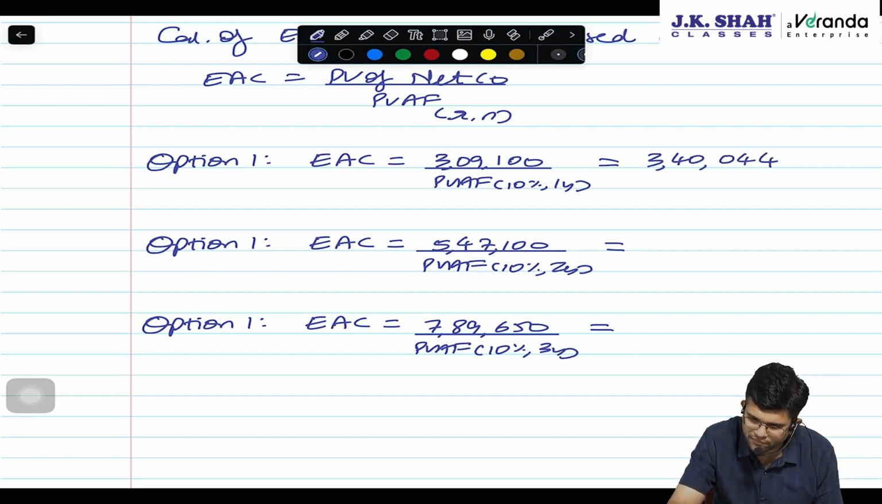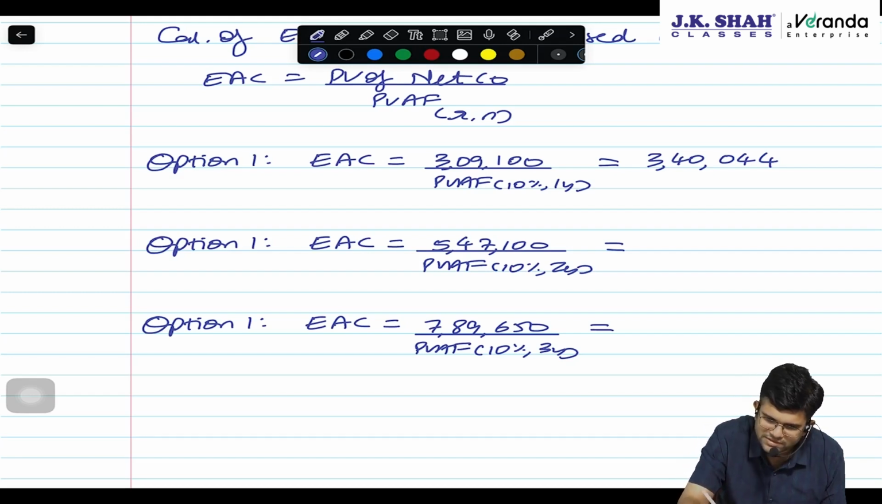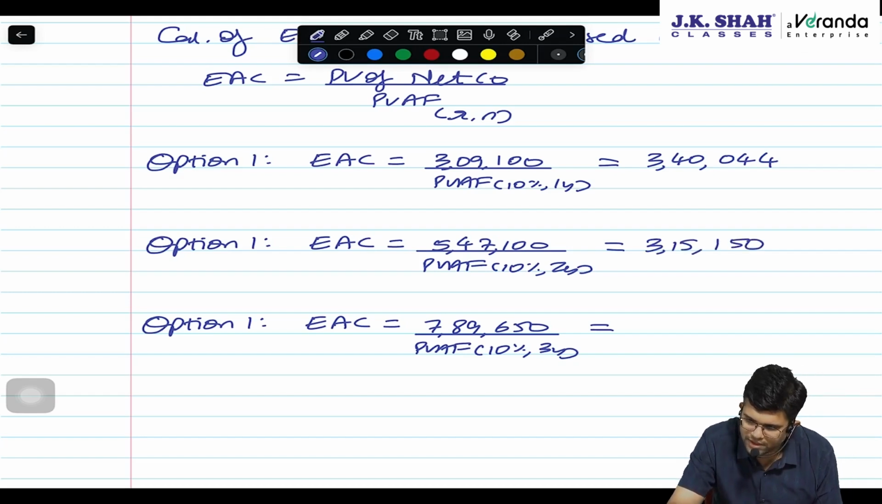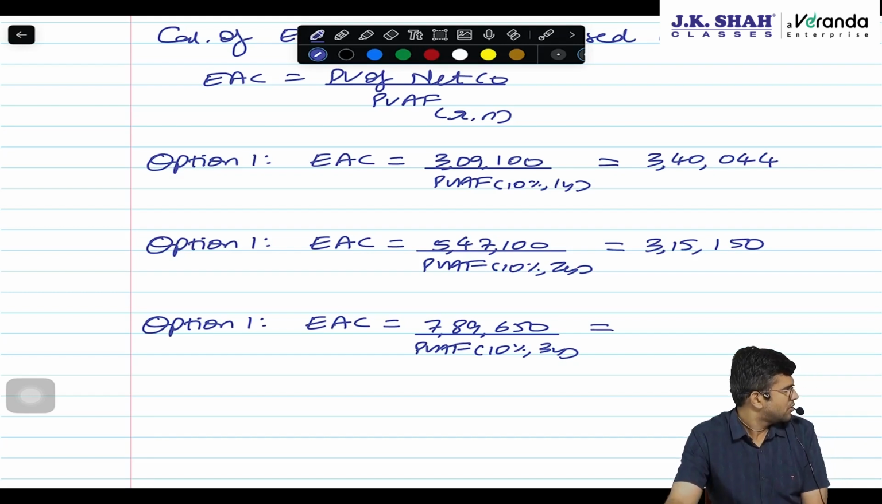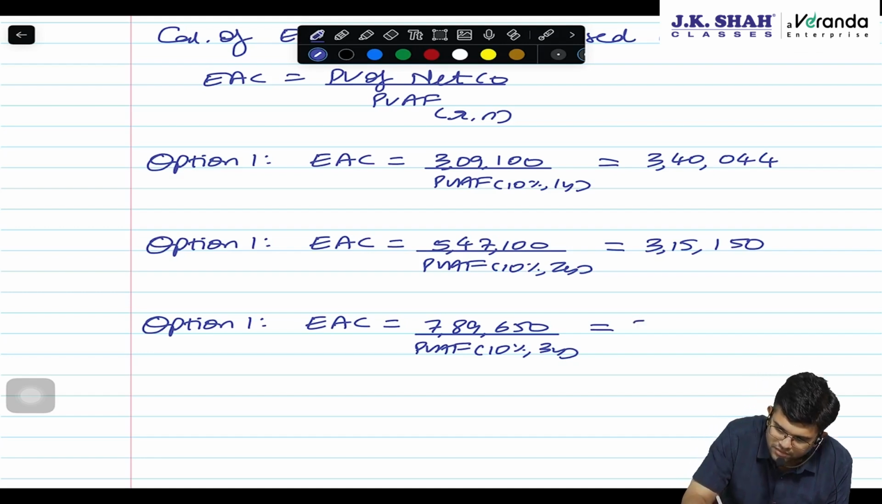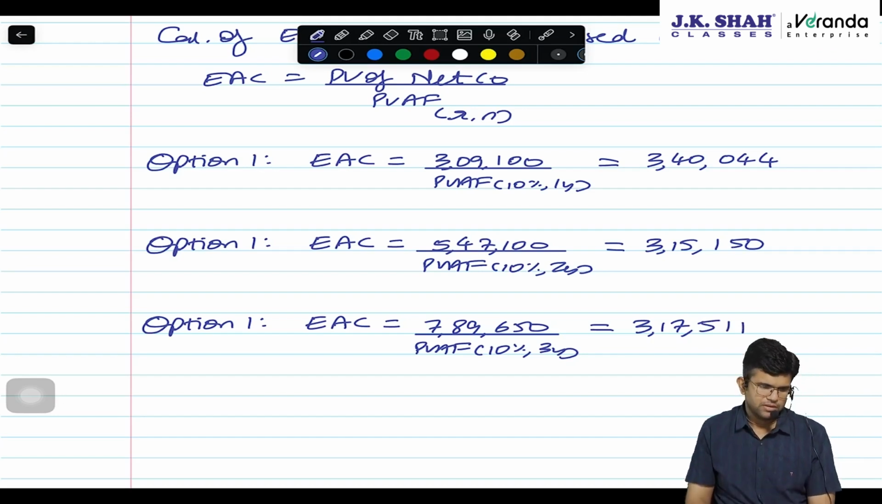547,100 divided by PVAF: 1 divided by 1.1, 1, 2, total 1.736. 547,100 divided by 1.736 is 315,150. Then 1 divided by 1.1, 1, 2, 3, total 2.487. 789,650 divided by 2.487 is 317,511. Just confirm.